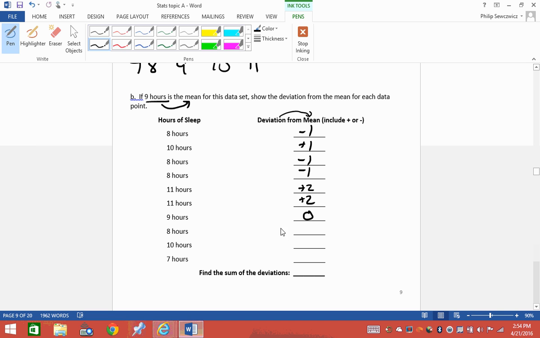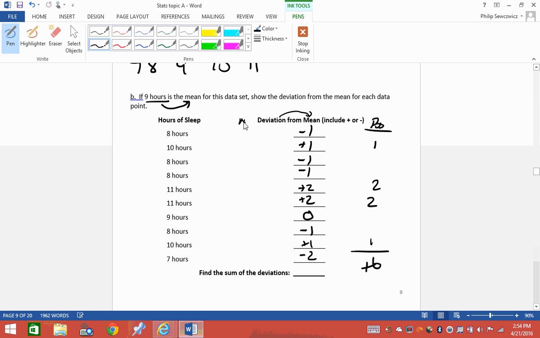An 8, 1 below it, -1. A 10, 1 above it. And a 7, you are 2 below it. So what I'm going to do here is get all my positive numbers over here. So that's a 1 that's there. All right. A 2, and a 1. So 2, 4, 5, 6. I got a total of 6 positive numbers.